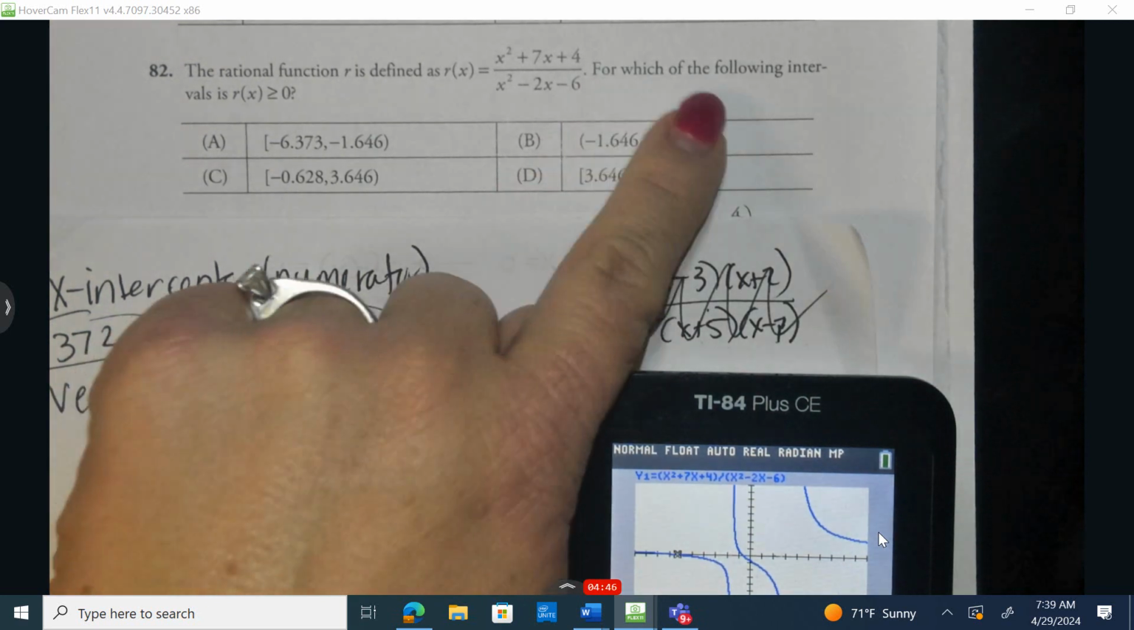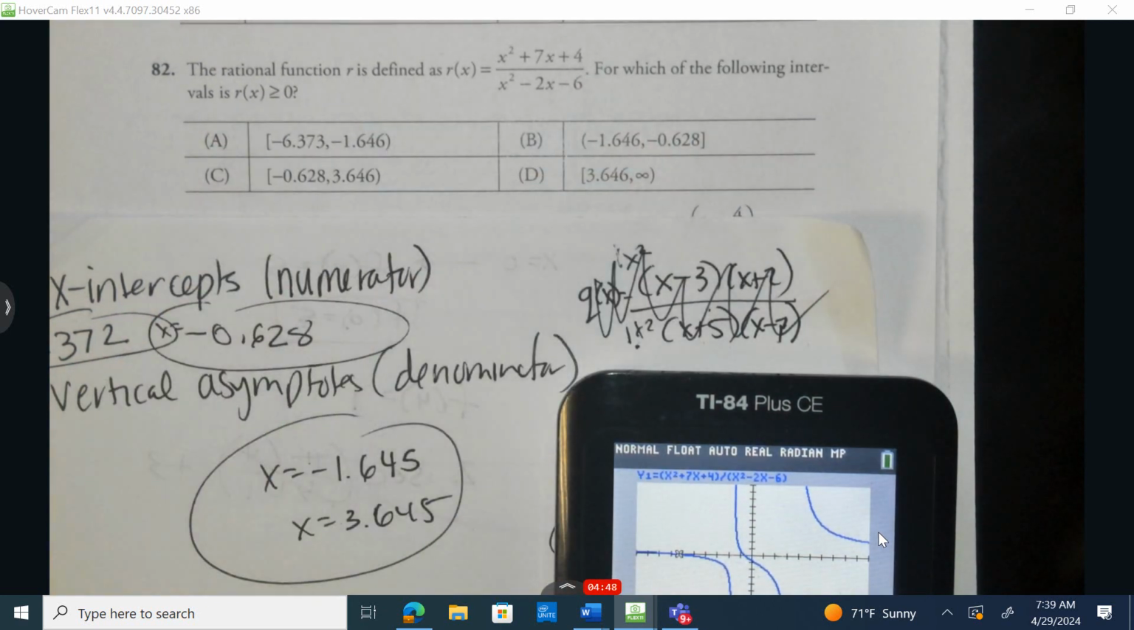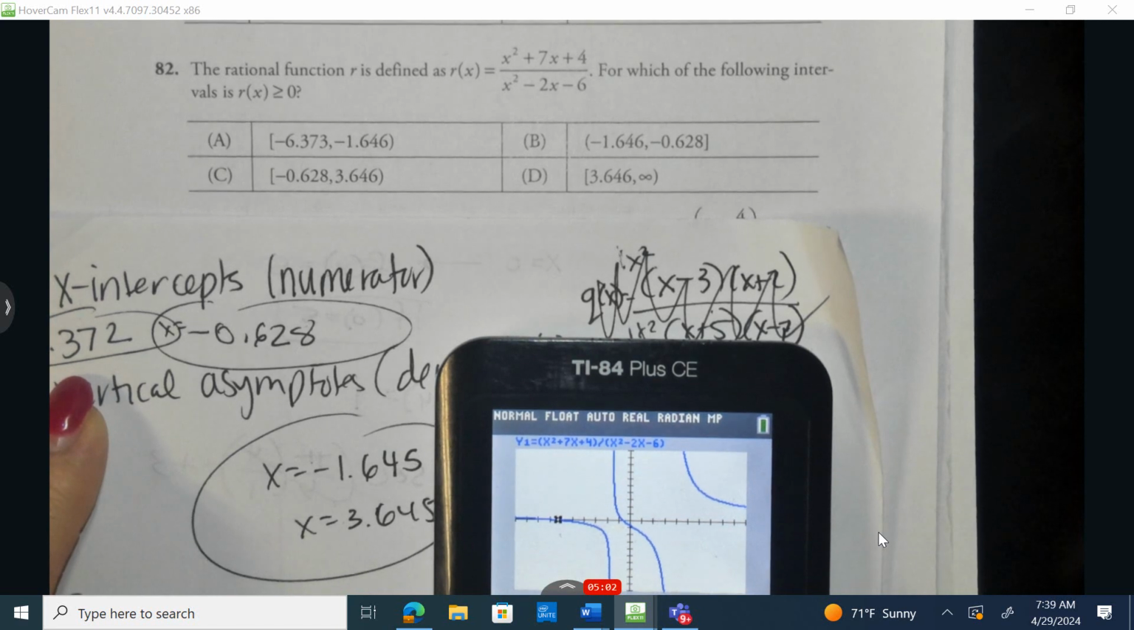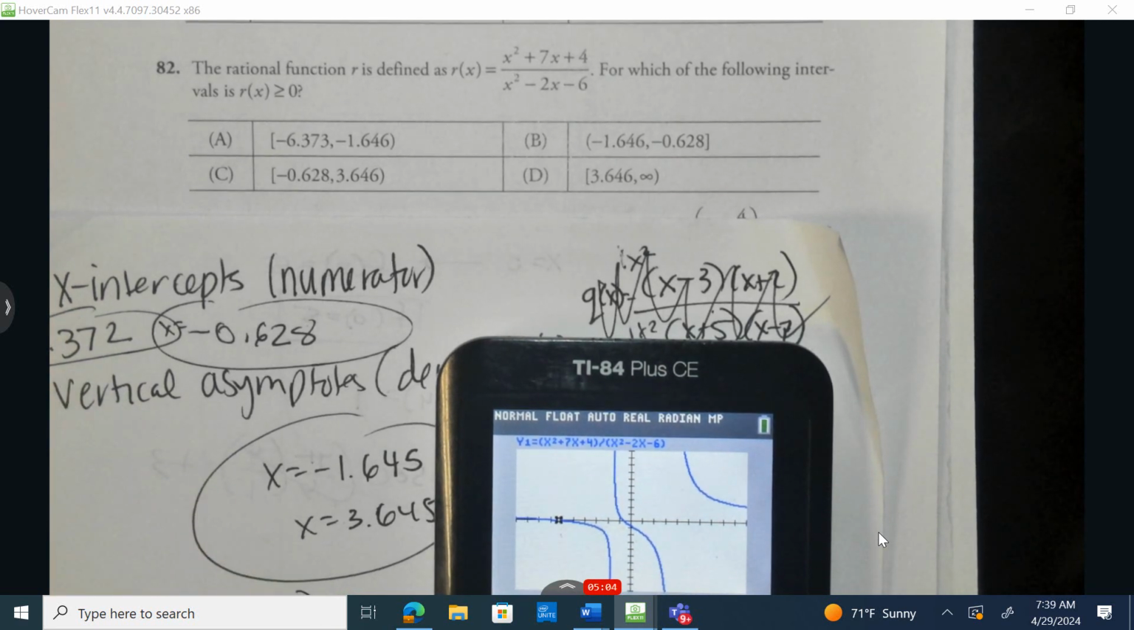It does not say it's going to list all of the intervals. It says for which of the following intervals. So which one of these, we're only listing one in which the y values are greater than 0. So if this is an x-intercept, I know way over here is greater than 0. So one interval would be from negative infinity all the way to this x-intercept of negative 6.372. It can't touch there, right? Sorry, it can include that. Let me go back.